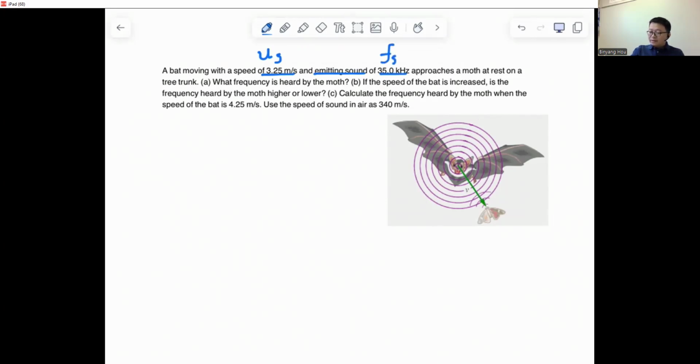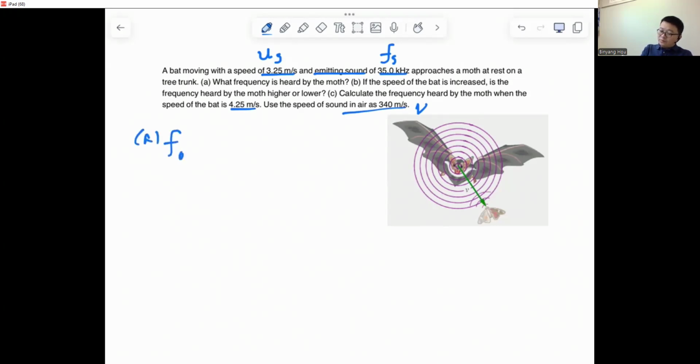It approaches a moth at rest on a tree trunk. A: What's the frequency heard by the moth? So the moth is the observer. B: If the speed of the bat is increased, is the frequency heard by the moth higher or lower? C: Calculate the frequency heard by the moth if the bat now changes to a speed of 4.25 meters per second, and use the speed of sound as 340. Okay, so that's V.